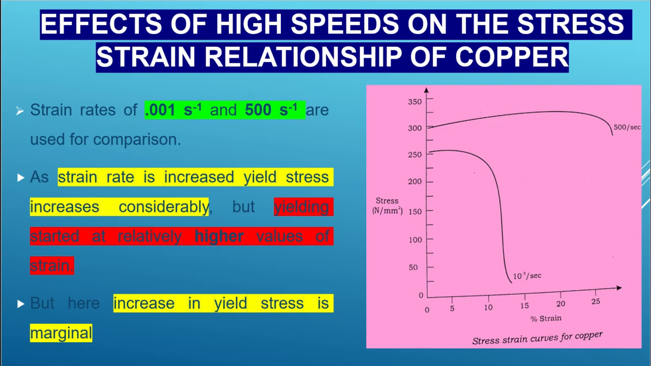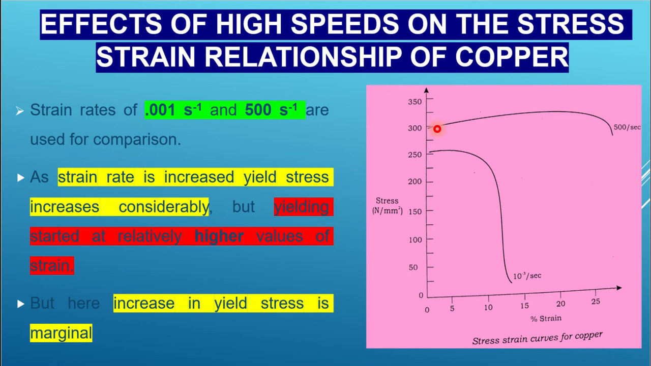Here also you can see two different strain rates. As mentioned in the earlier slide, one is 1 by 1000, 0.001 second raised to minus 1, which is a lower strain rate, and the second one is 500 second raised to minus 1, which is a higher strain rate. As strain rate increases, what happens? As mentioned in the earlier slide, yield stress is high, that is, yield stress increases considerably. This one is the lower strain rate and this one is the higher strain rate.